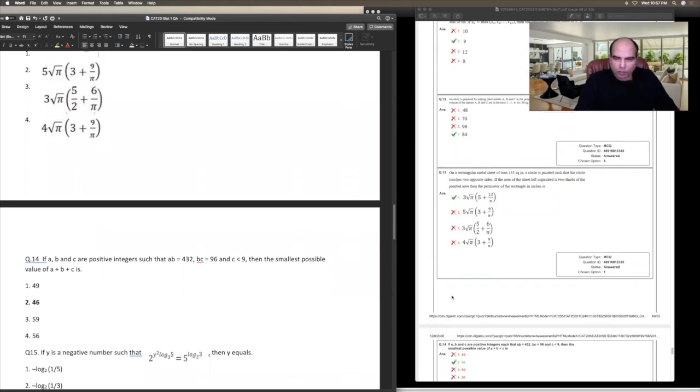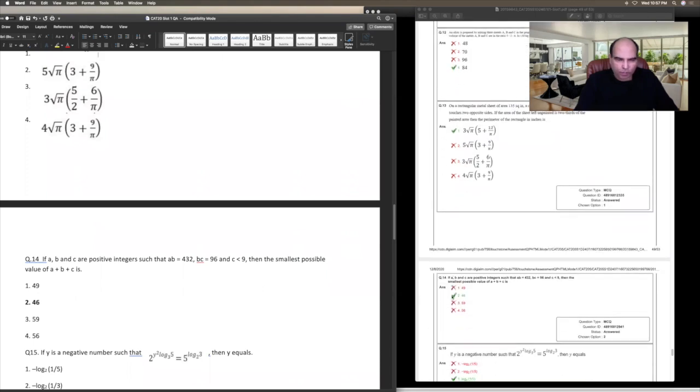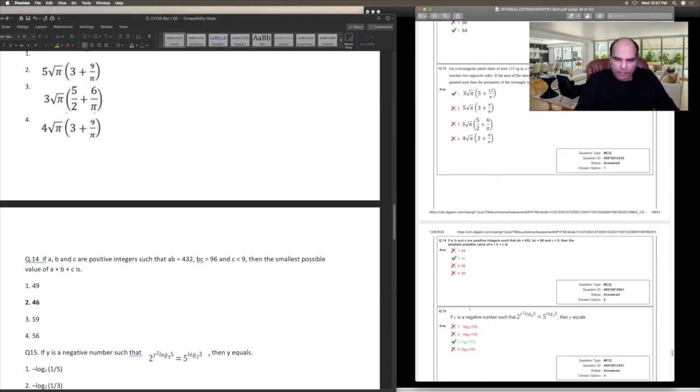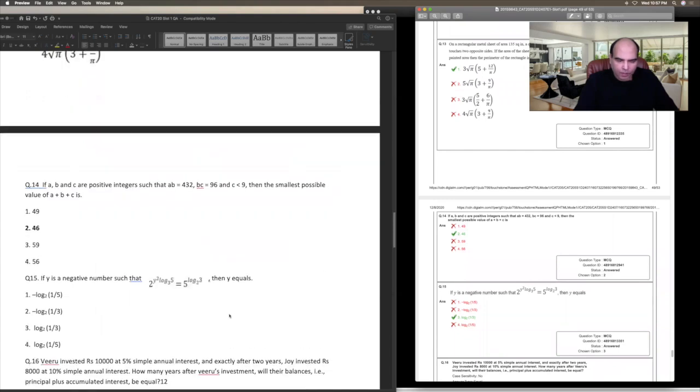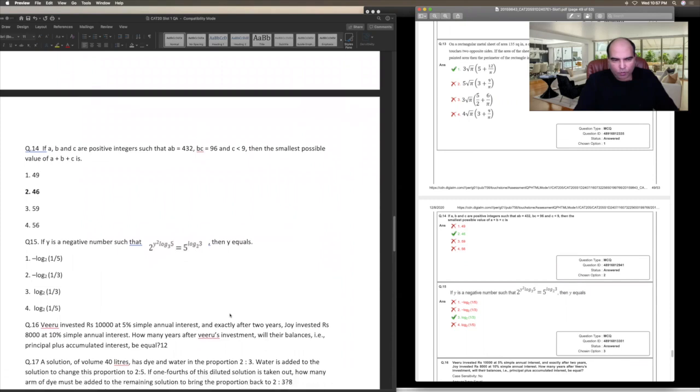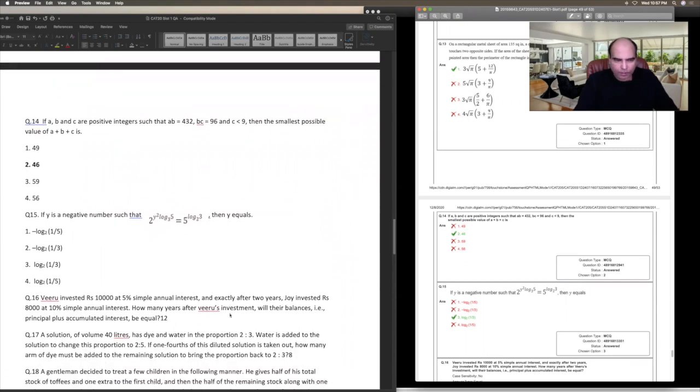14th was down my alley. A lot of calculations involved, but I'm good at that. So I completed that. That was not too tedious for me. 15th I got stuck in. थोड़ा try किया मैंने, but since I was under time pressure, I could not go through with it. Solve हो जाता अगर करता मैं properly.